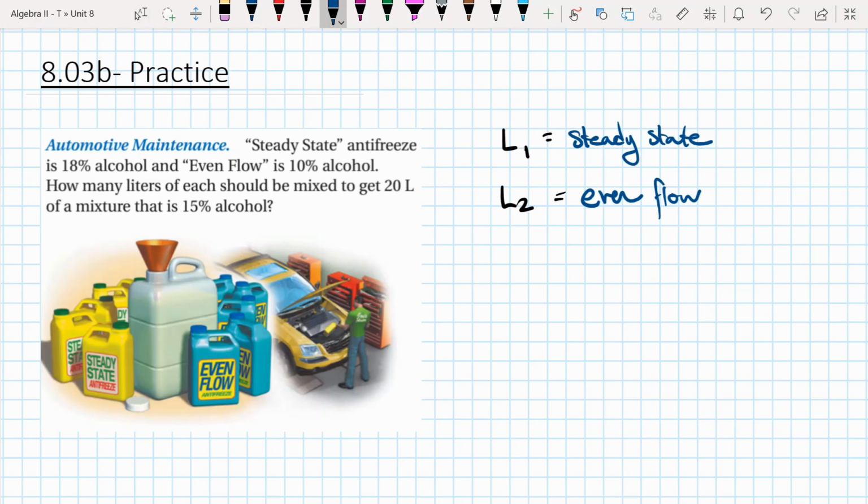Okay, so equation number 1. If I have two of these mixtures and I'm putting them together, the total amount is going to be 20, which means that the total amount of liters of steady state, L1, plus the total amount of even flow, L2, is going to be equal to 20 liters. That's our first equation. So the total amount of one solution plus the total amount of the other solution is going to be equal to 20. Okay, that one I hope isn't too bad. It just comes from the fact that we want to get 20 liters total at the end. The second equation is a little bit more challenging.